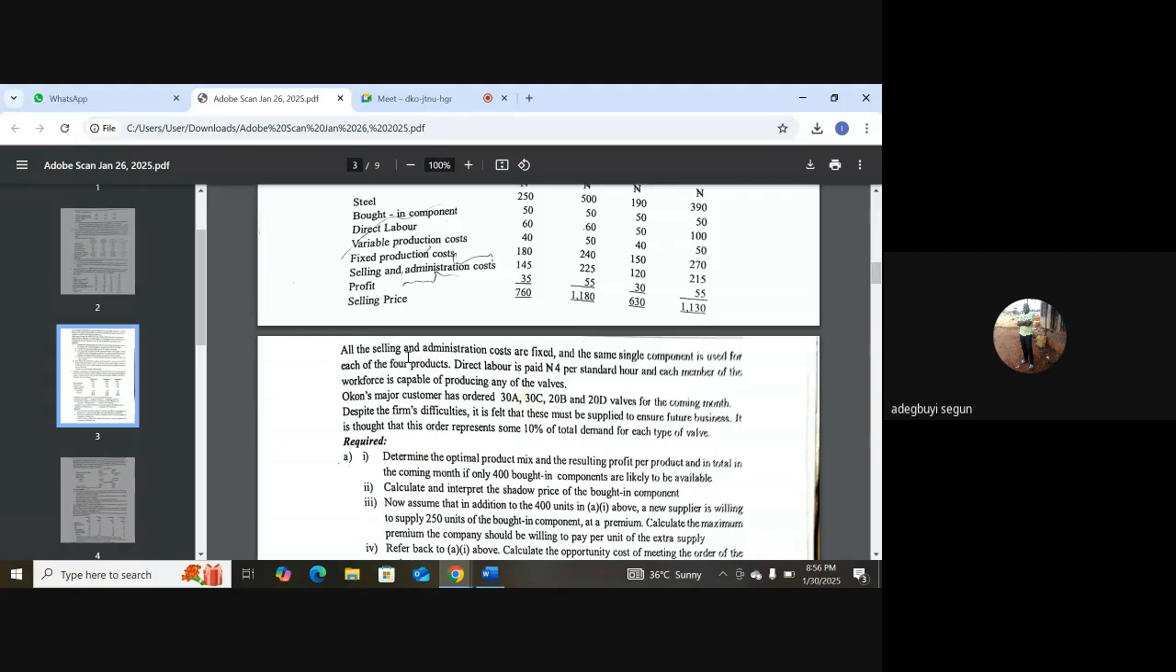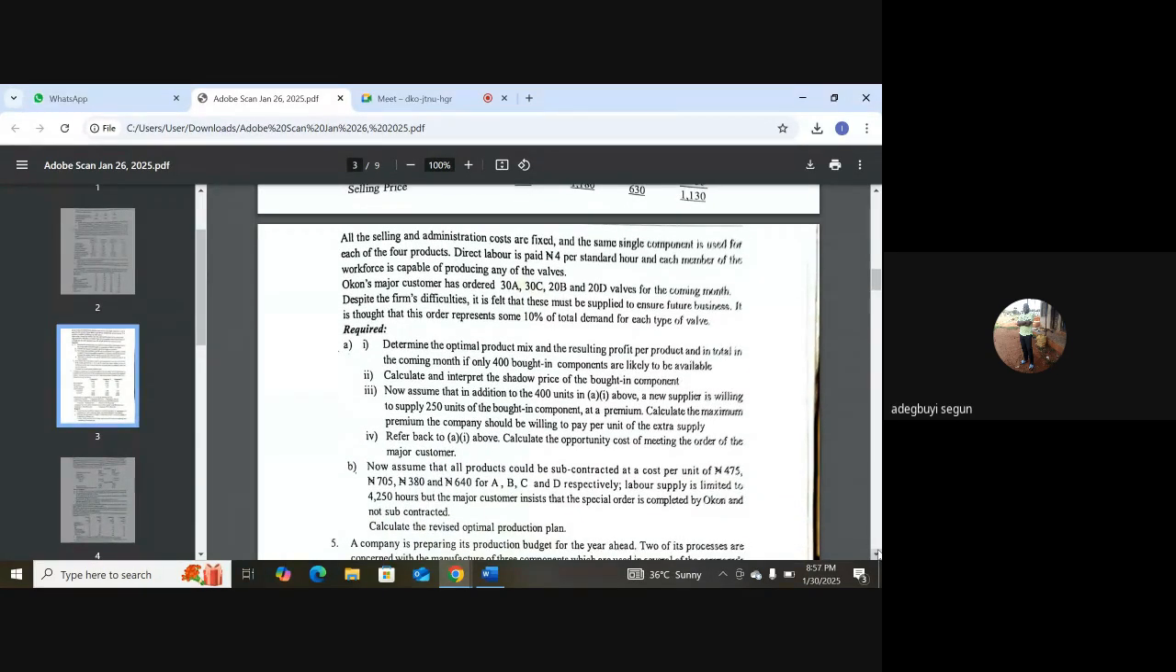All the selling and administration costs are fixed, and the same single component is used for each of the four products. Direct labor is paid per standard hour, and each member of the workforce is capable of producing any of the above. Okon's major customer has ordered 30A, 30B, 30C, 20B, and 20D valves for the coming month. Despite the firm's difficulties, it is felt that these must be supplied to ensure future business. This further represents some 10% of total demand for each type of valve required.